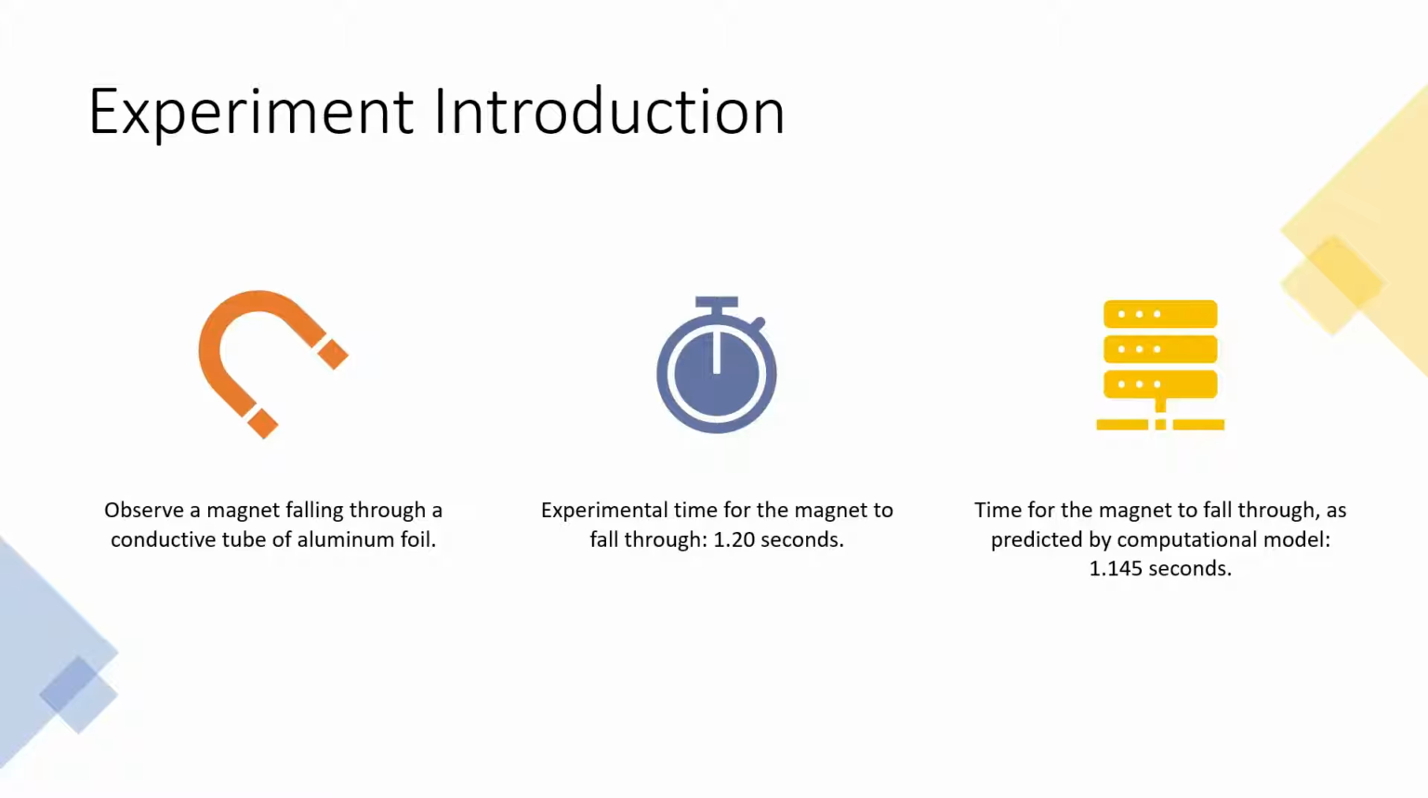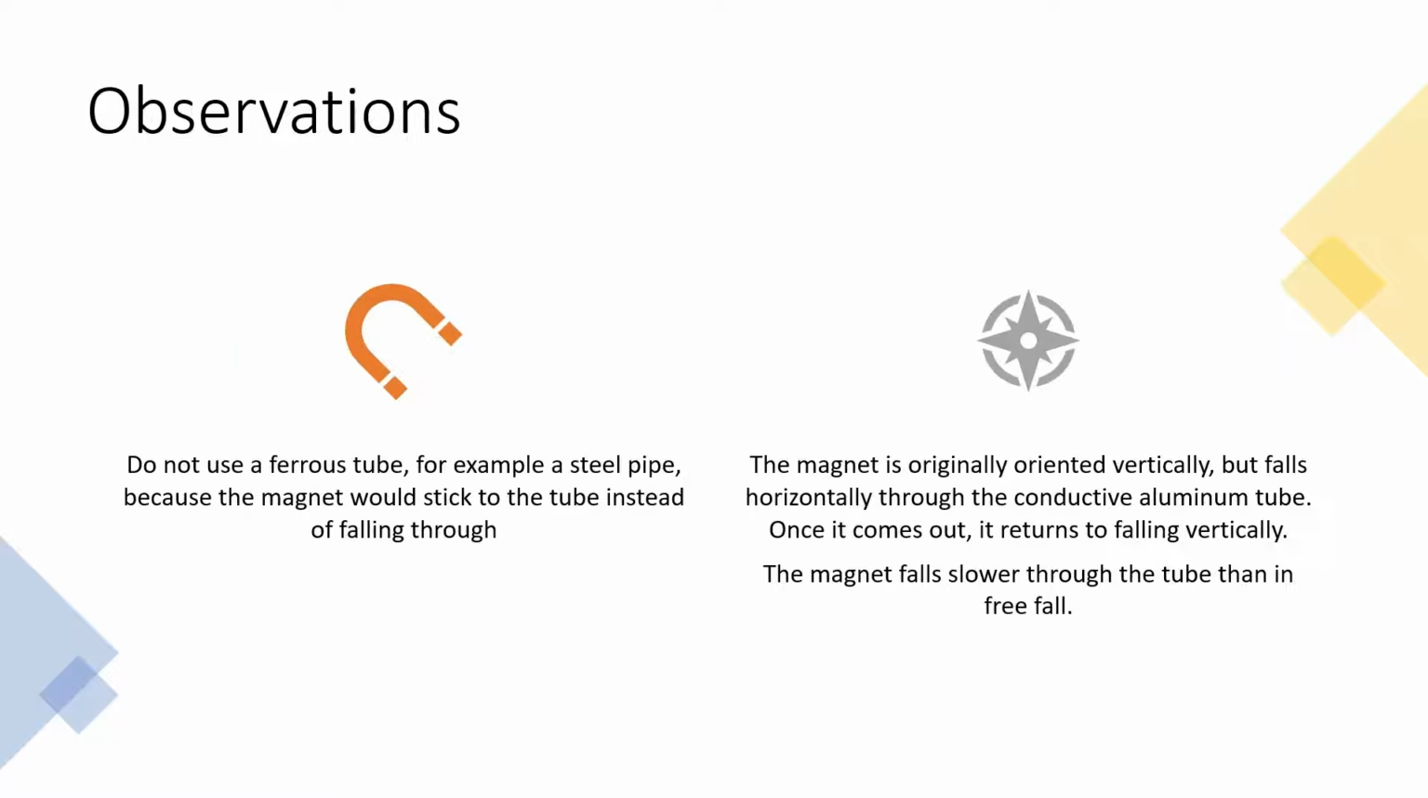Experiment introduction. For this experiment, we will observe the behavior of a magnet falling through a conductive tube of aluminum foil. The magnet we used had a mass of 0.023 kilograms and a magnetic moment of 2.337. The tube was 0.304 meters long, had a foil width of 0.004 meters, and had an inner radius of 0.016 meters. We found from the real-world model that the average time for a magnet to fall through was 1.20 seconds, while the computational model found the average time to be 1.1145 seconds.